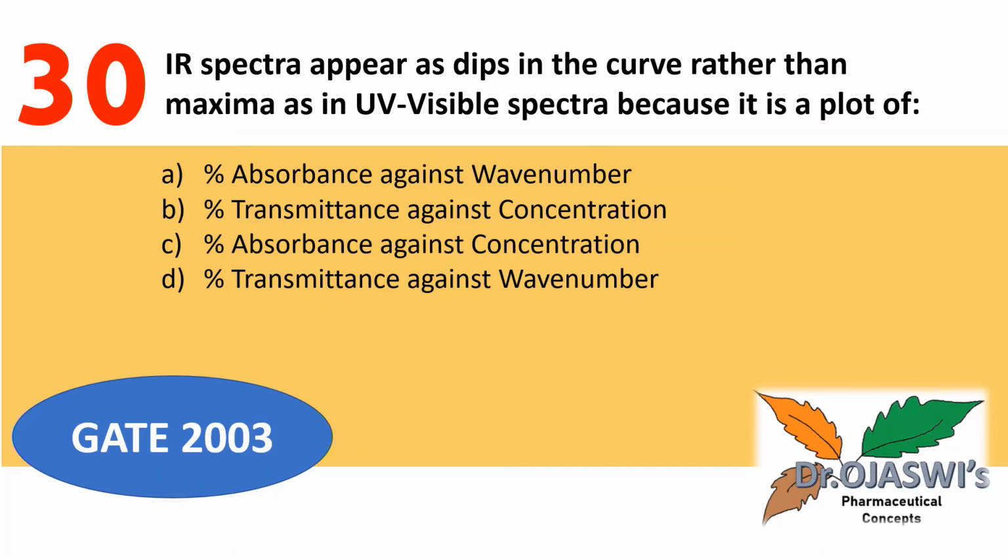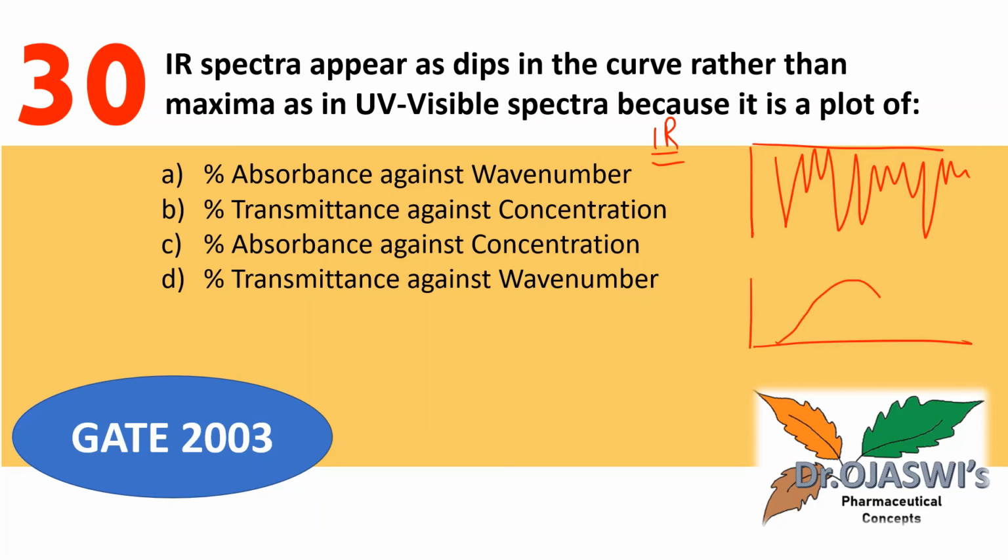IR spectra appear as dips in the curve rather than maxima as in UV visible spectra because it is a plot of... So IR spectra, if you see, it looks like this, dips down curves. This I had explained in my earlier video also, where I have compared the UV, IR and NMR spectrum. So this is the IR spectra, which looks like this normally. Mostly people work with this type of IR spectra, whereas a UV spectrum is like this.